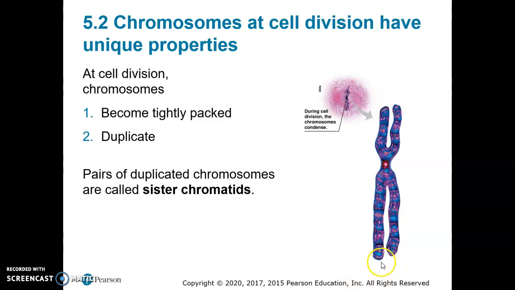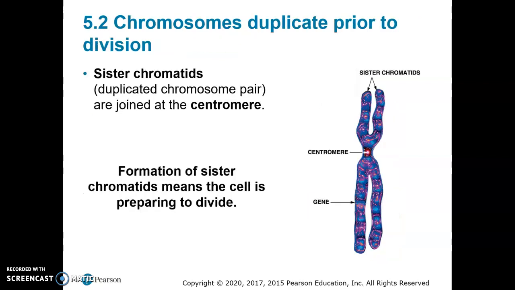So now I actually have a duplicated chromosome, and these duplicated chromosomes are referred to as sister chromatids, because what's true about the sister chromatids is they are genetically identical to each other. So I'm just making an exact copy of myself.